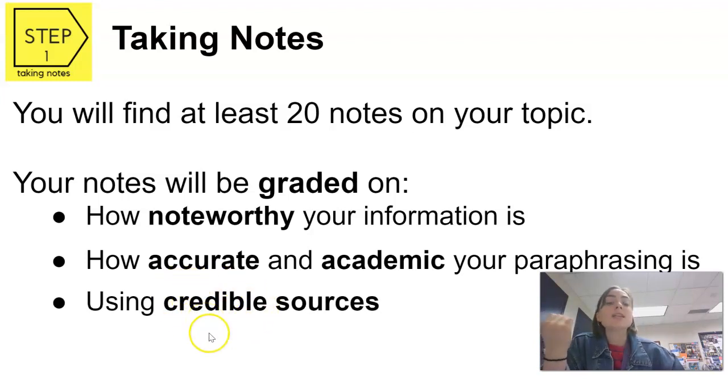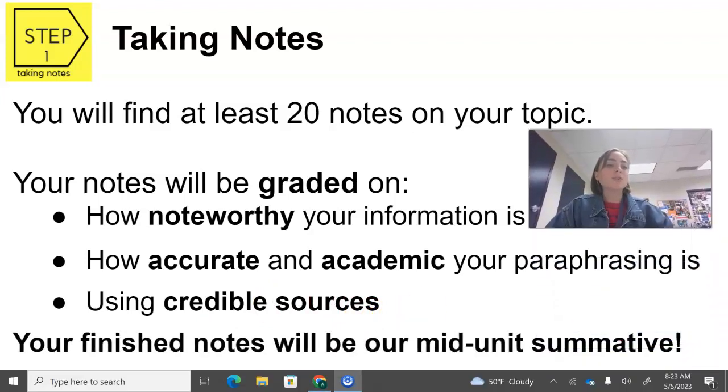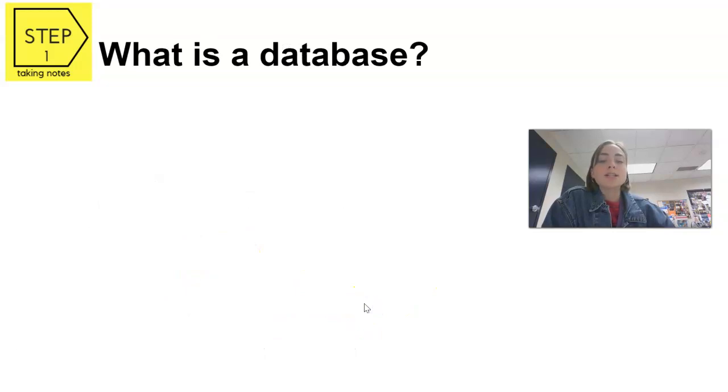So credible means that this is a trustworthy source that we can use for an academic project. It's not fake news, it's not something you just found on social media, it's really backed up by other sources and research. The finished notes for this unit are going to be our mid-unit summative. So you'll submit your notes, your 20 notes, by May 17th, and you're going to get summative points for doing that. So I want to talk about how we can find credible sources.